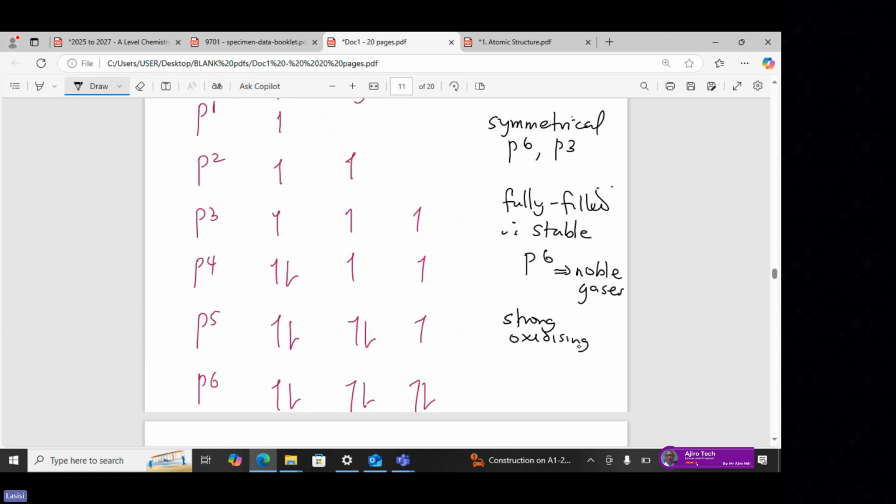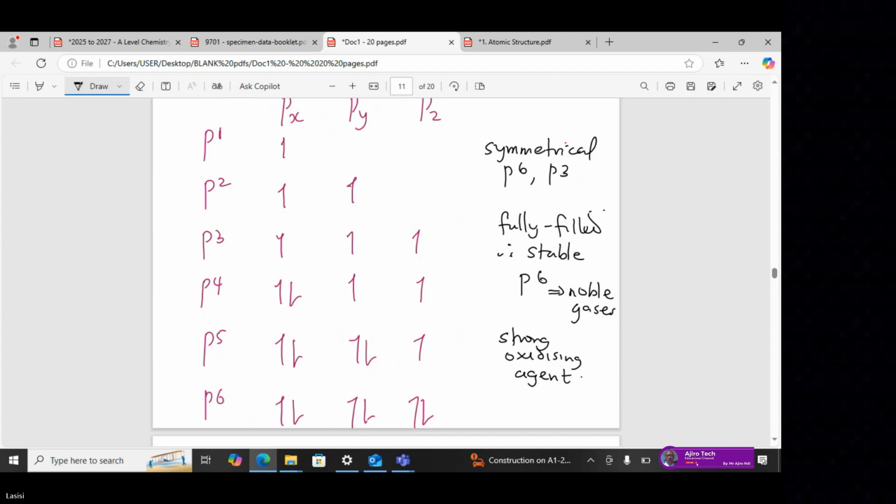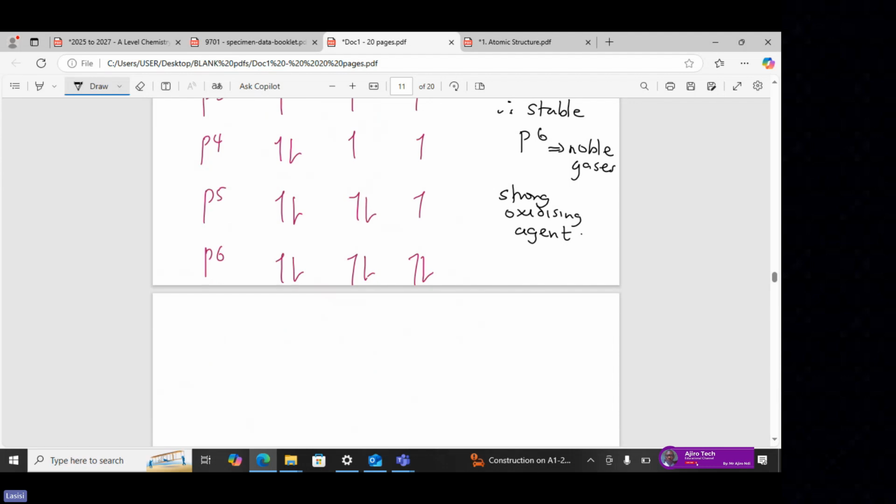In terms of electron, what do they do? Take an electron, lose electron. Oxidize, OIL RIG. Oxidation is loss of electron. What about reduction? Reduction is gain of electron.